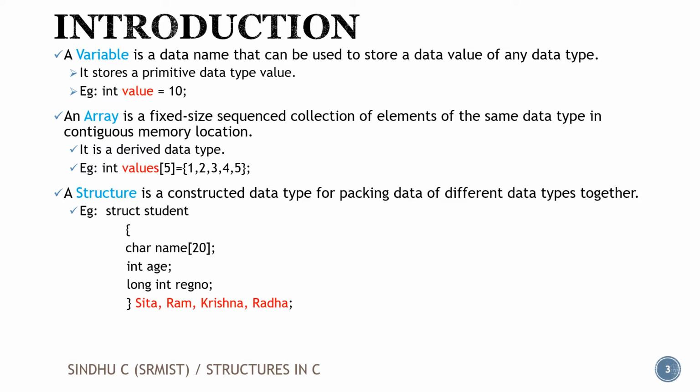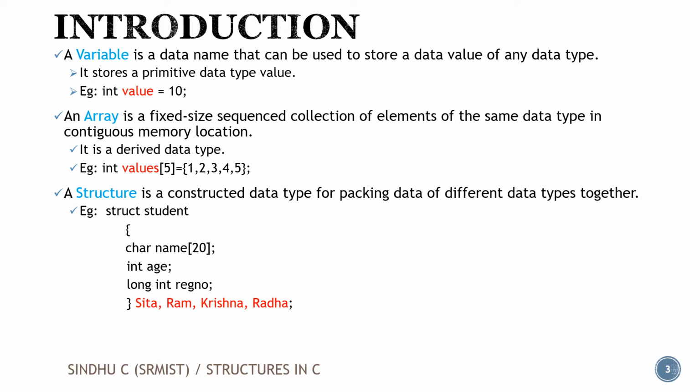Introduction. So a variable is a data name under which you can store a data value of any type. Basically, a simple variable means it can store a primitive data type value. So here in this example, value is a variable of the type int, and here it is storing a value 10. The second one is an array variable.